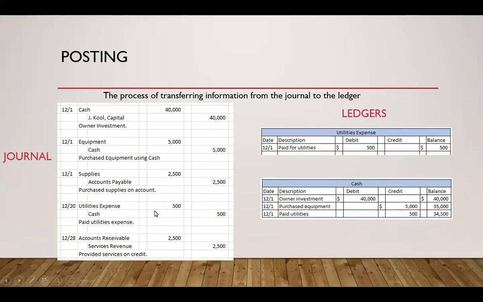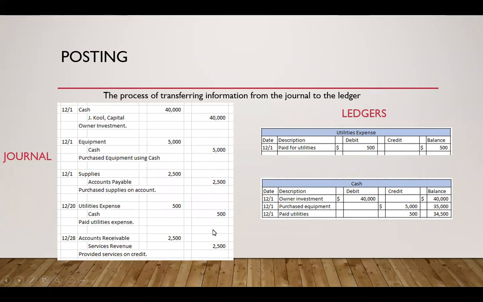1220, we do the same thing with utilities expense and cash. We calculate our balance after putting utilities expense in the debit column for the 500. We put in the explanation, we put in the date, and we do the same thing for cash, only cash was credited this time. So we can see the balance of cash going down.